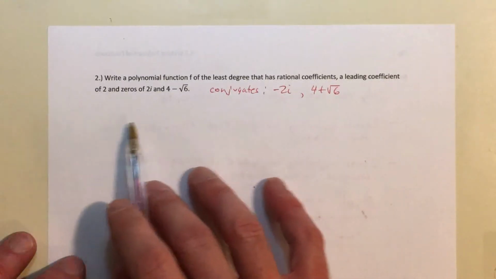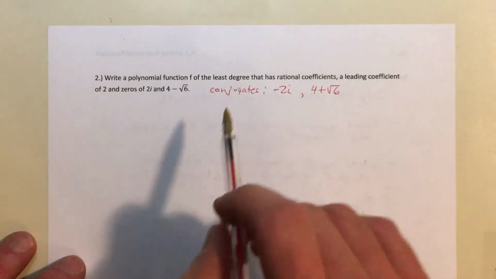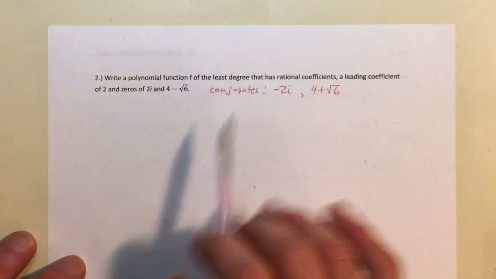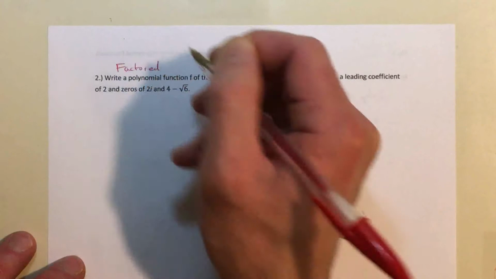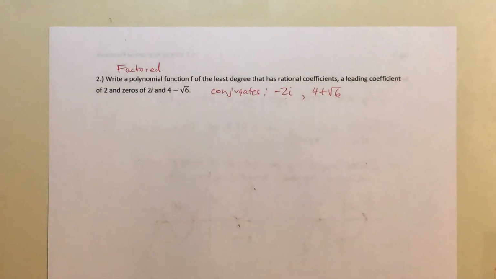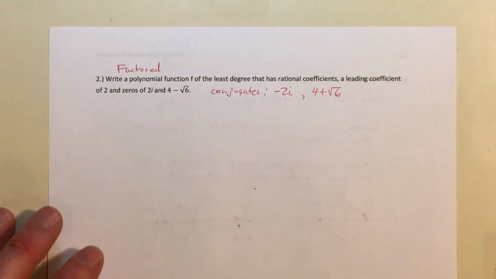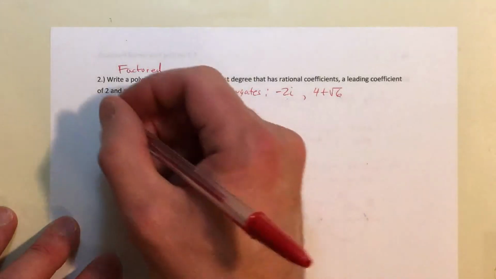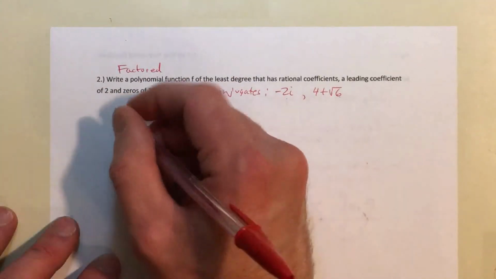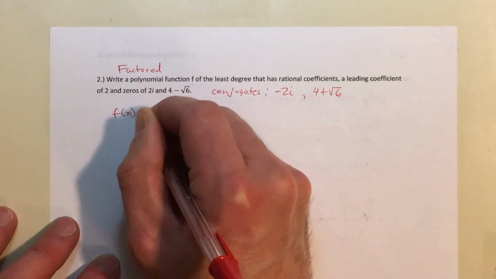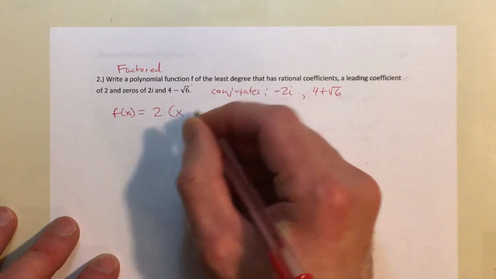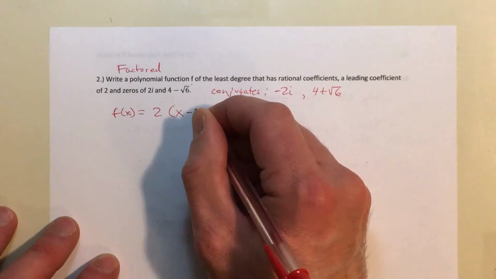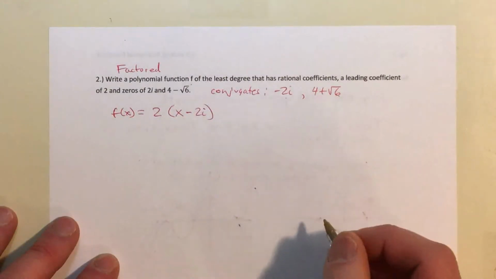From there, we're ready to write everything out. Because we've got 2 conjugates going on, let's just do factored form on this. We'll do one more example that we multiply out all the way. But on this one, let's just go ahead and do factored form. So they're naming it f again. So we got f of x equals leading coefficient of 2, a 0 at 2i. So we go x minus 2i.